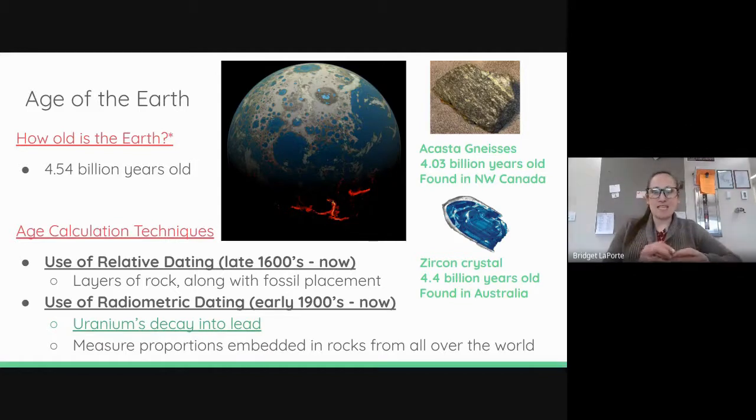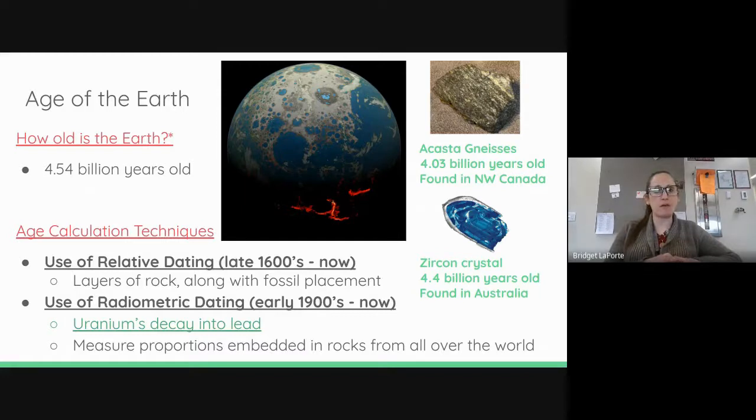We don't have anything from the day you were born Earth, because it most likely was very molten and hot and everything melted. So we don't really have things until stuff started to cool off just a wee bit. And that's where we end up with this Acasta mineral and this zircon crystal that are pretty close to the age of the Earth.